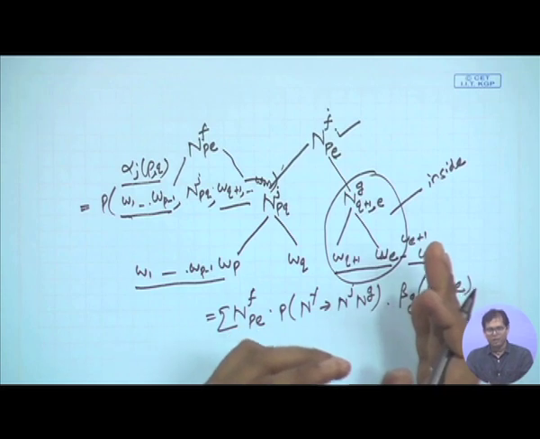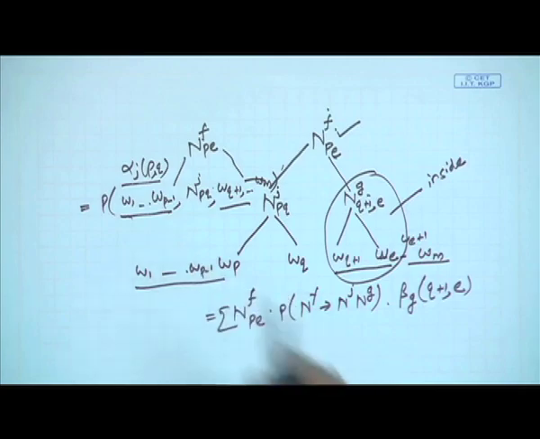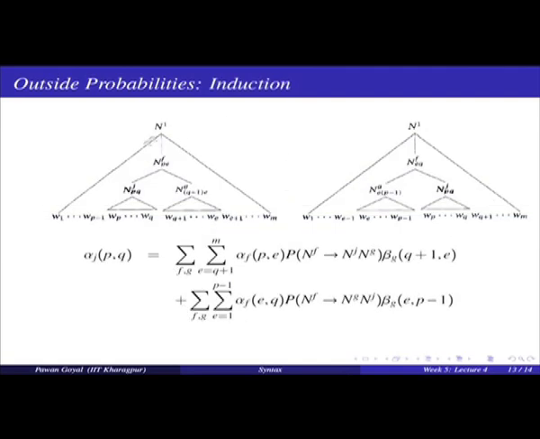Same case you can do for when this is the right child, then ng will come here, and the situation is very, very similar, okay. So if you look at the inductive case, this is where it is a left child, this is where it is the right child.